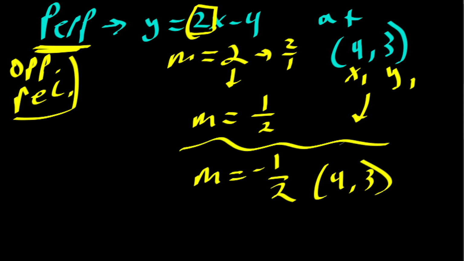So the trick with perpendicular is when you find the slope, you have to flip your fraction, which is the reciprocal, and then you have to flip the sign, which is also opposite. So opposite sign, flip fraction. So now here's what we have. We have m equals negative 1/2, and our point is (4, 3). So this will give us the equation for a line perpendicular to y equals 2x minus 4, which is what we started with.